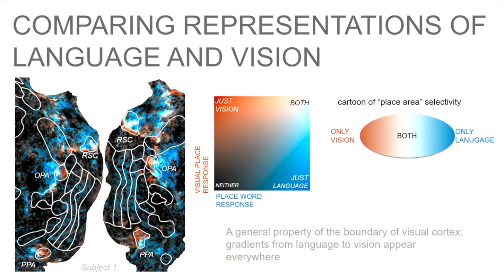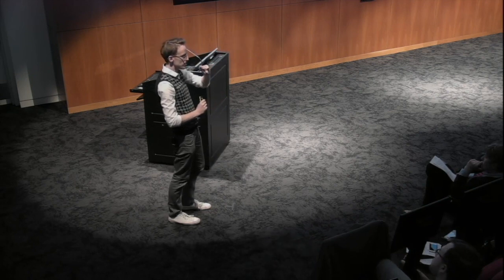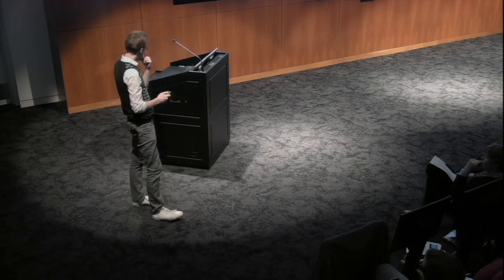I've been working with a grad student in my old lab, Jack Gallant's lab at UC Berkeley, named Sara Popham, who's been investigating this. And we really found that this seems to be a general property of the boundary of visual cortex, that in fact, encircling the entirety of visual cortex, we have these little gradients from purely visual representation to purely non-visual representation of the same categories. And they're aligned all around the edge of visual cortex. So that's the new thing that I've been doing that's cool.